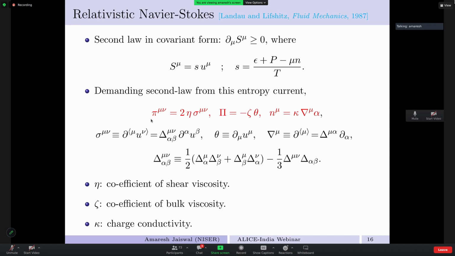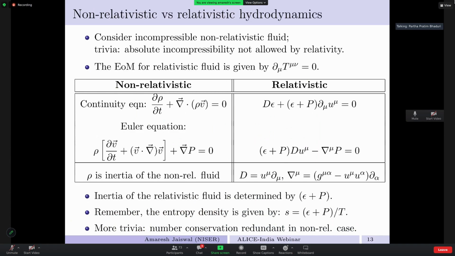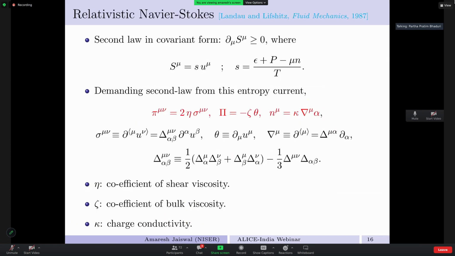Sorry, Amaresh. Earlier, when you were discussing the Euler equation for the non-relativistic case, you said the mass density is now replaced by E plus P, and that the entropy density S is E plus P by T. And you argued this is the reason why, in the relativistic case, while specifying the specific viscosity, we write eta by S instead of eta by rho. But here you use E plus P by T for S. This is true only when your net number is 0, right? Because here it's E plus P minus mu N.